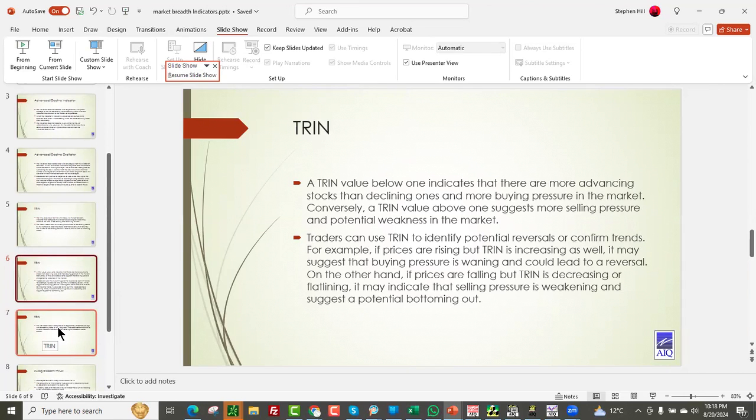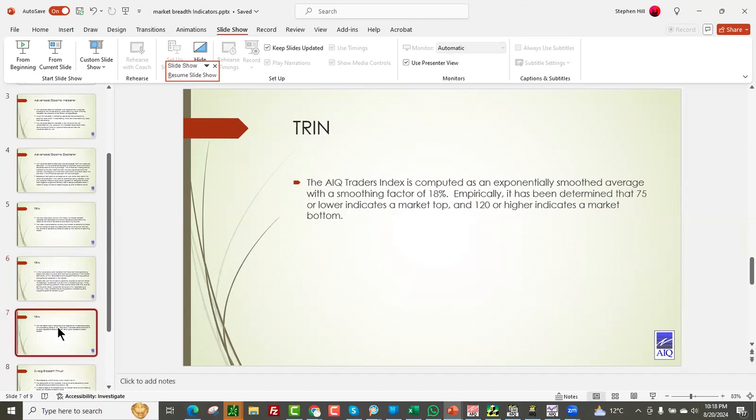One final thing, when I mentioned the value of 1, this is the classic description of the TRIN and the way it works. AIQ has done a slight variation on this. We've sort of smoothed it out a little bit. The indicator still looks the same as it does in its classic mode, which we don't have in the system itself. But this is the way the AIQ Traders Index is computed: a smooth average with a smoothing factor of 18%. It doesn't change the way this indicator works. It just smooths out some of the whipsaws backwards and forwards.